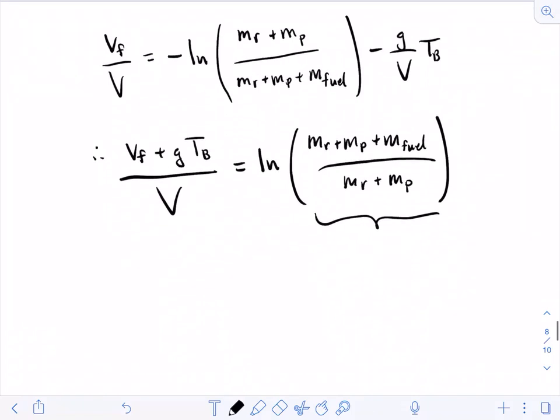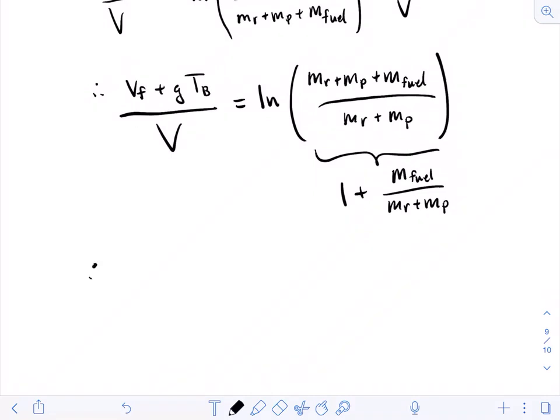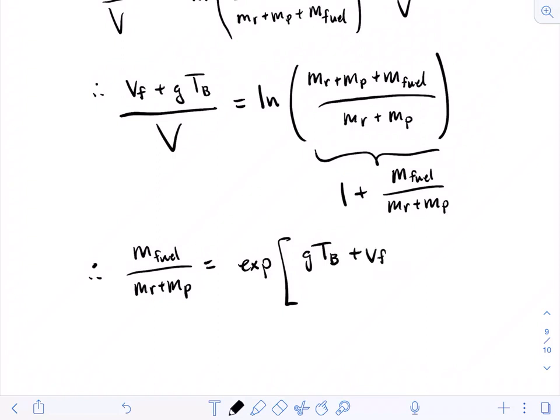And let's see, we could break this up now. So we could break this up into mass of the rocket plus mass of the payload divided by mass of rocket plus the mass of the payload, which is 1, plus the mass of the fuel divided by the mass of the rocket plus the mass of the payload. And then exponentiating both sides, we could get that the mass of the fuel divided by mass of the rocket plus the mass of the payload is equal to the exponential of, what do we have, G times the burnout time plus the final speed of our rocket divided by the exhaust relative velocity. And then we would have a 1, so we're going to subtract 1.